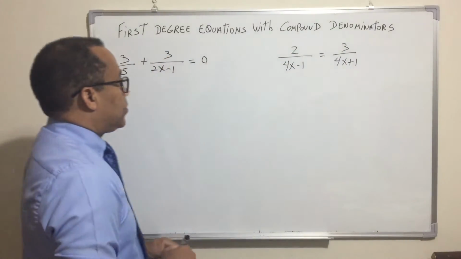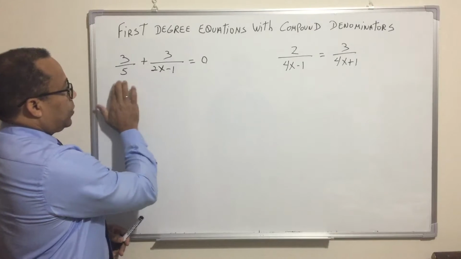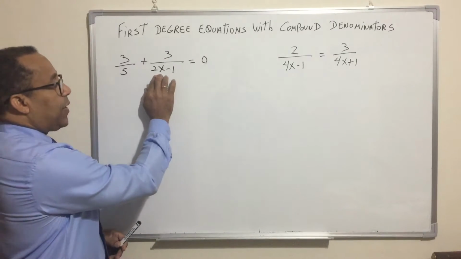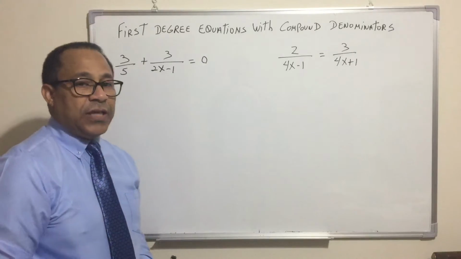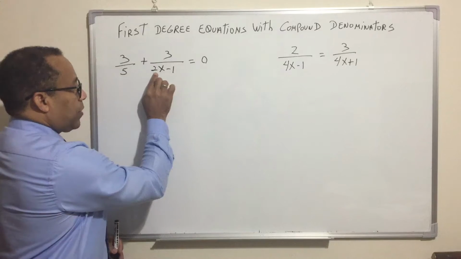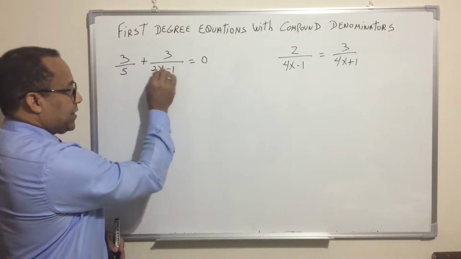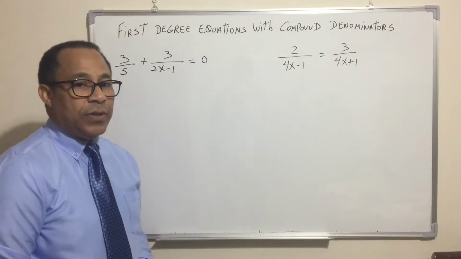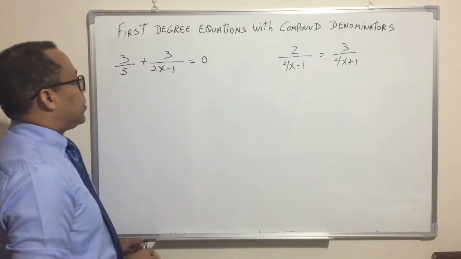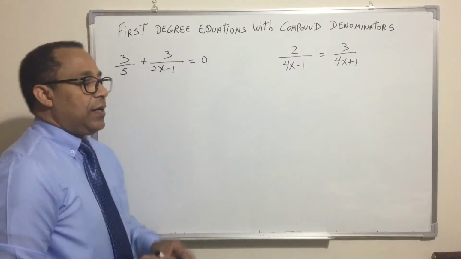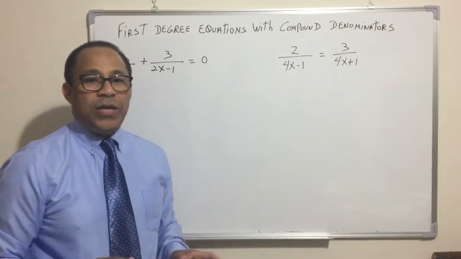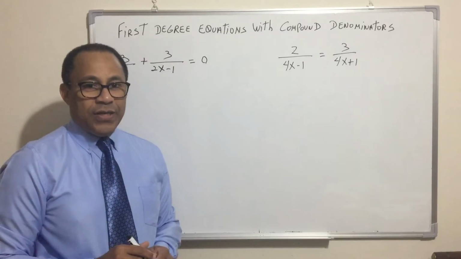Compound denominators. These two are the denominators of the fractions, and this is a compound denominator because it has more than one term. One term, two terms, it's a binomial, it's a compound denominator. And we are solving this fraction. As these two are fractions, you add them the same way you add fractions normally.